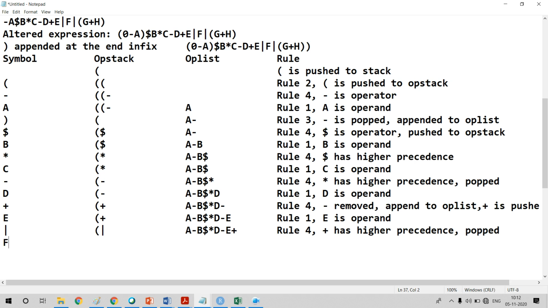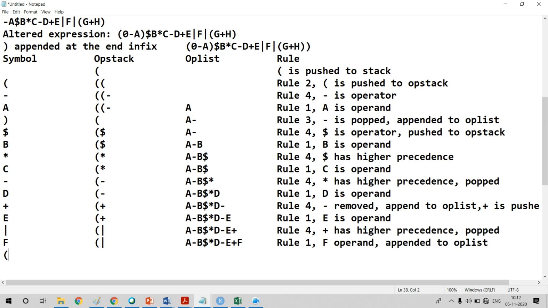The next symbol is F. F is operand. Operand must be added at the end of OP list. F is added at the end of OP list because of rule number 1, which says that operand must be added. F is operand, so must be added to OP list.